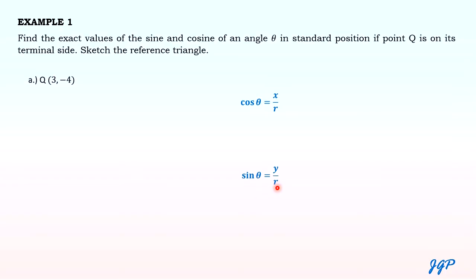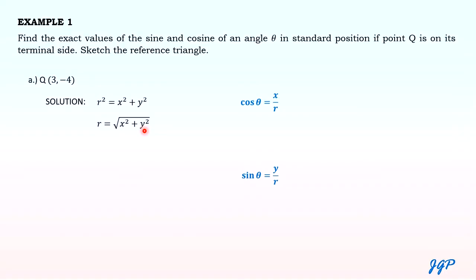If you will observe our equation, we have the value of x, we have the value of y, but we don't have the value of this r. So we cannot find the value of cosine and sine theta without first finding the value of r. And to find the value of r, we will need the Pythagorean equation. That is r squared is equal to x squared plus y squared. From this equation, we need to derive an equation for r, and that is equal to square root of x squared plus y squared.